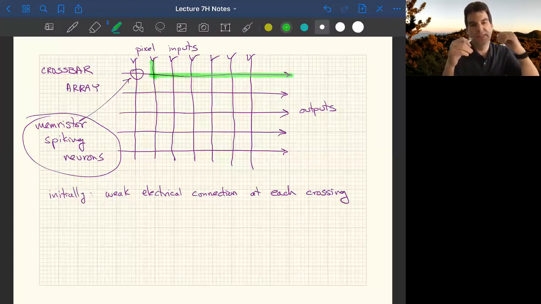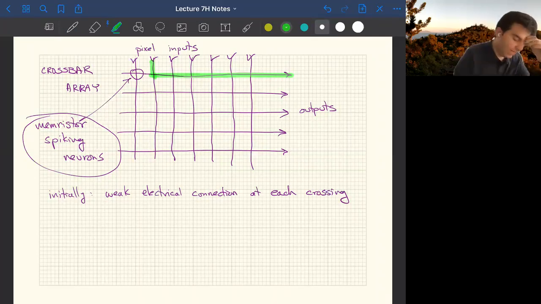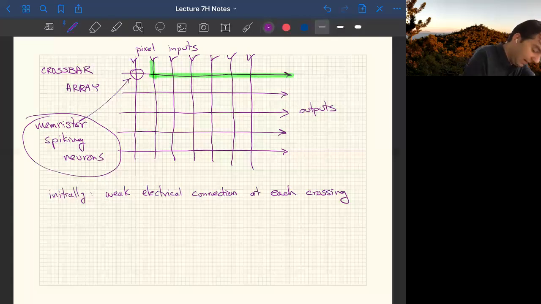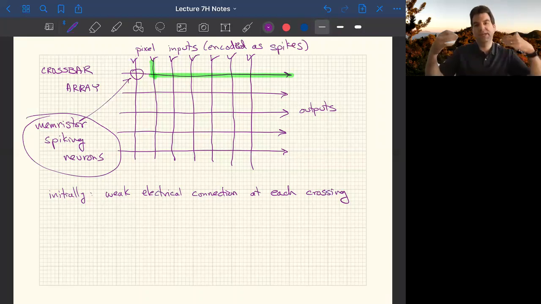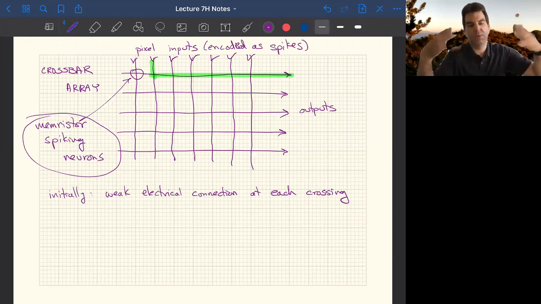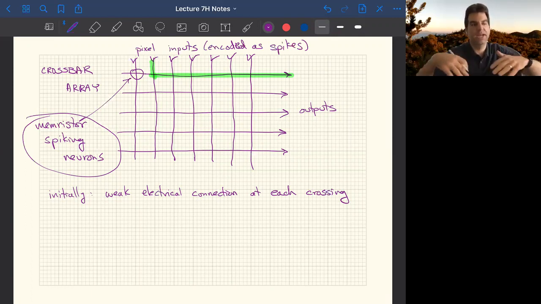And so, if you've got your pixel inputs, which by the way have to be encoded as spikes, where a pixel that is more on, more black for example, is going to have a higher frequency spike, and a pixel that is more white is going to have a lower frequency spike.